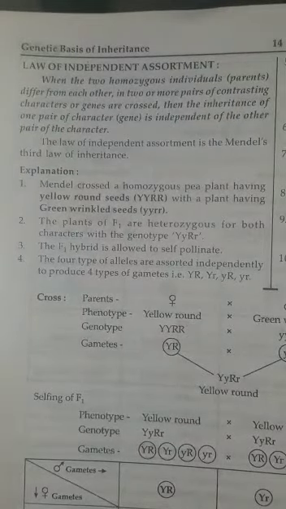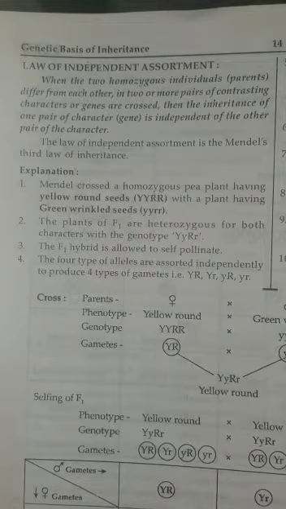Today I am going to explain the law of independent assortment. The law of independent assortment is the third law of inheritance, Mendel's third law of inheritance. When two homozygous individuals that differ from each other in two or more pairs of contrasting characters or genes are crossed, then the inheritance of one pair of characters is independent of the other pair of characters in the F2 generation.